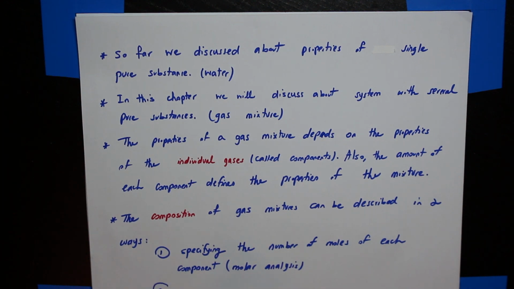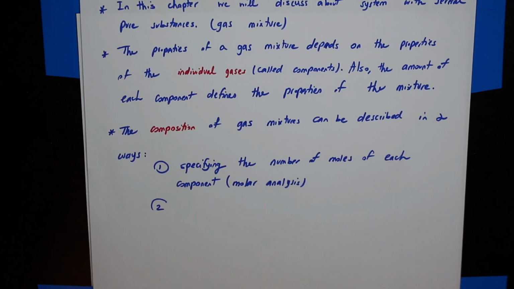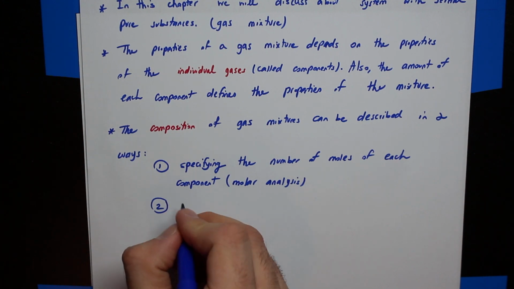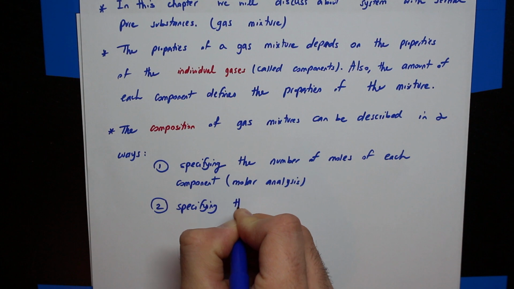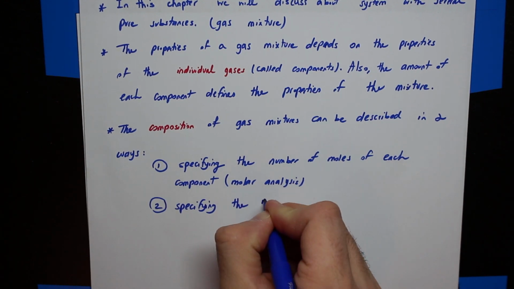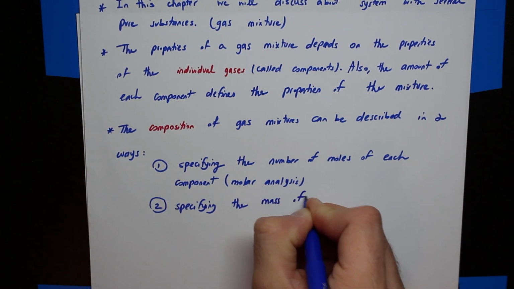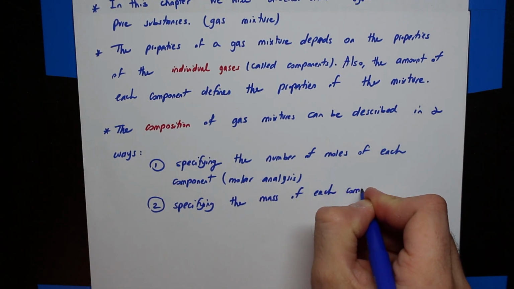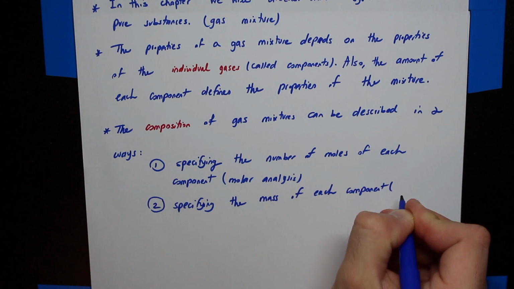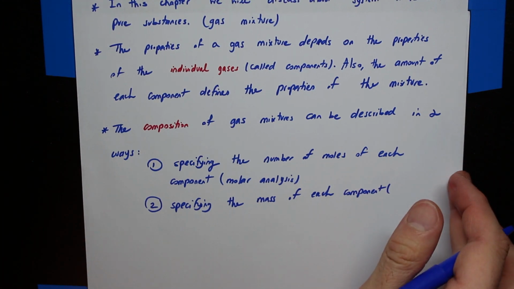And in the second approach, number two, we are specifying the mass of each component, and this is gravimetric analysis.